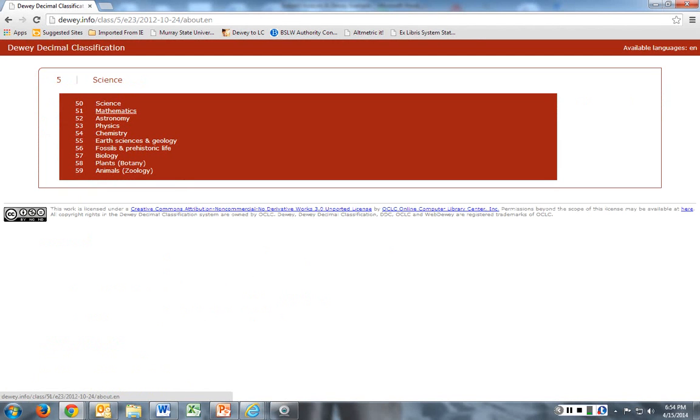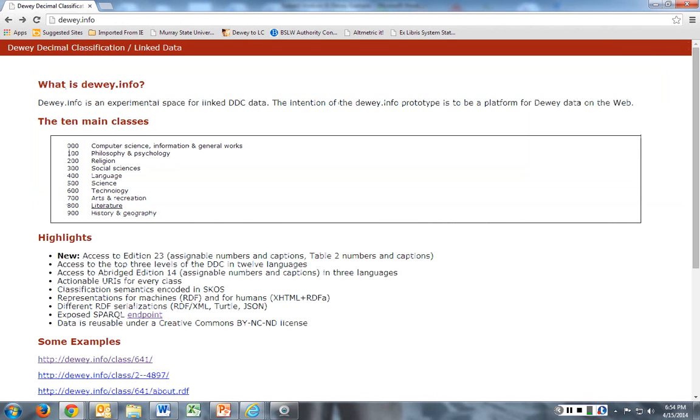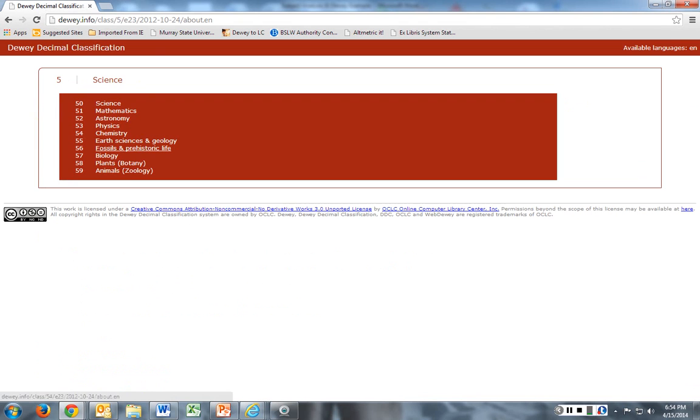Remember, the Dewey system, it's about tens. So there are 10 main classes, and then you go into one of those classes and it will be broken down into 10 subclasses. And all these subclasses: science, math, astronomy, physics, chemistry, earth sciences and geology, fossils and prehistoric life, biology, plants, animals. So I would definitely want to make it more narrow and start drilling down to see if I could get all the way to wheat.